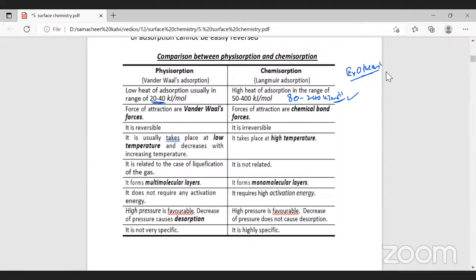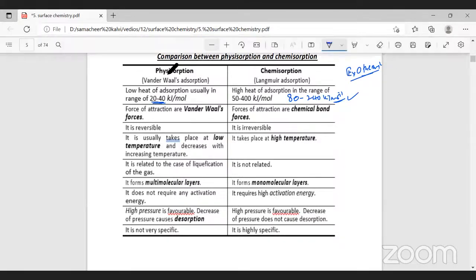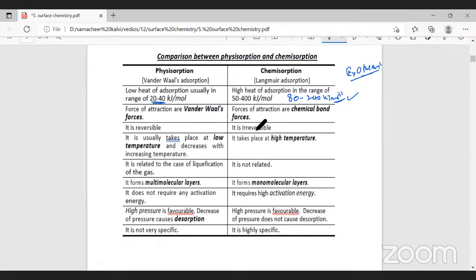In physisorption, the force of attraction is van der Waals force, and in chemisorption, the forces are chemical bond forces. So here there is only a weak force of attraction, no chemical interaction. Here a chemical interaction takes place, a chemical bond. Physisorption is reversible. Chemisorption is irreversible; we cannot reverse it, as in the illustrations I have given you. Usually, physical adsorption takes place at low temperature and decreases with increasing temperature.